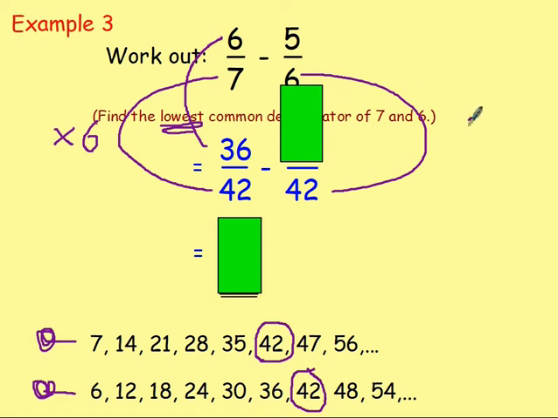And we've gone from 6 to 42. So how do we do that? What are we multiplying by? 7. We are multiplying by 7. So you also multiply the numerator by 7. So 5 times 7 gives you 35.